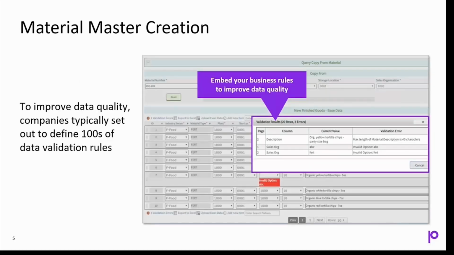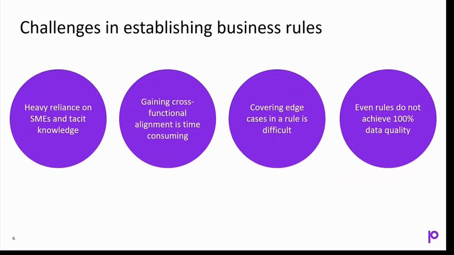Because of the volume and complexity of data, companies typically set out to define hundreds, if not thousands, of data validation rules that they implement. However, the process to define and agree on business rules in the first place is often a lengthy and cumbersome process. Some of the main challenges in defining and establishing business rules are that they rely heavily on subject matter expertise and tacit knowledge, and often it requires the involvement of valuable resources. The second is that many rules affect data and process steps that are relevant for multiple functional areas and therefore require cross-functional alignment in the organization, and that can be very time-consuming.